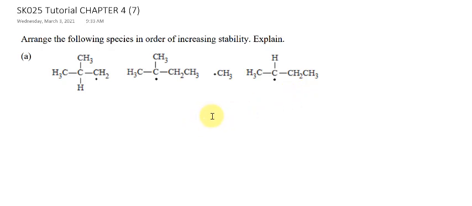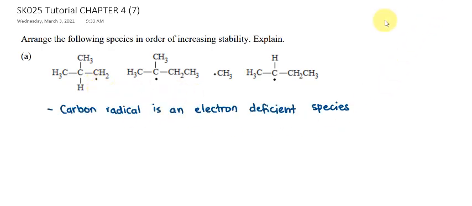Alright, so in this video, we are going to discuss the relative stability of carbon radicals, carbocation and carbanion. Let's focus on the carbon radical first. The carbon that has the unpaired electron here, we call it a carbon radical. Since it only has one unpaired electron on this carbon, it is an electron deficient species. That means the electron density on this carbon is relatively low.